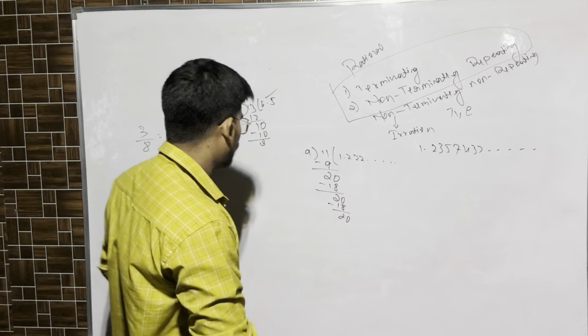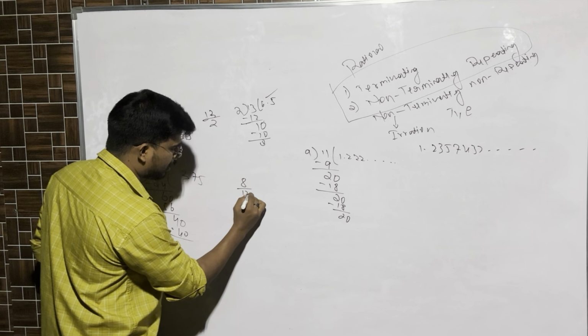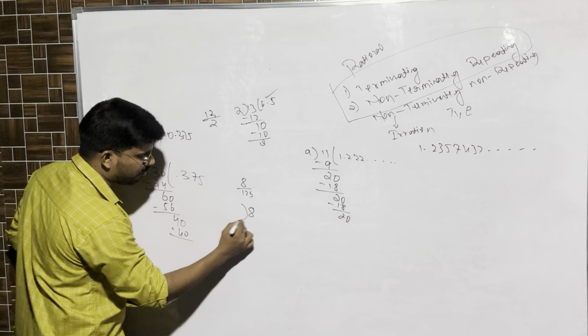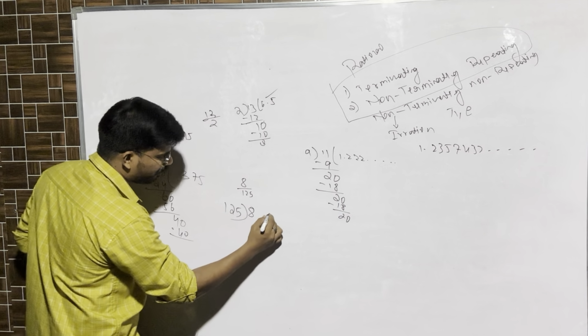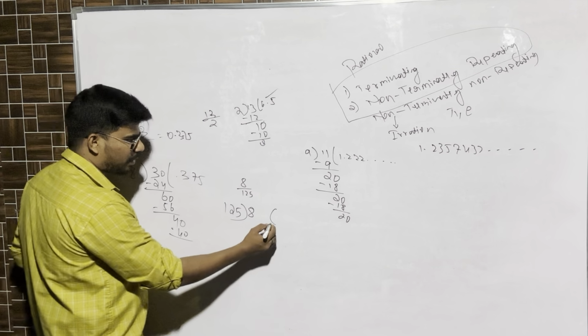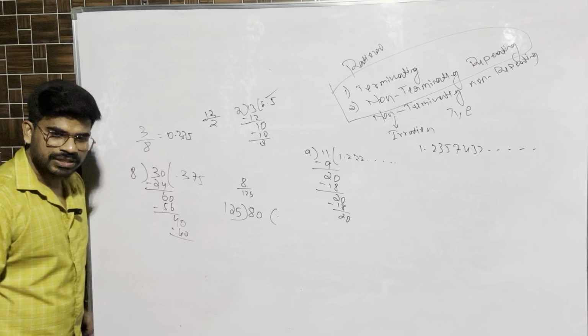Next, another example I'll take from this textbook: 8 divided by 125. We have to divide 8 by 125. Is 8 there in 125? No. First, if I put a point, I'll take a 0. Still it is smaller.